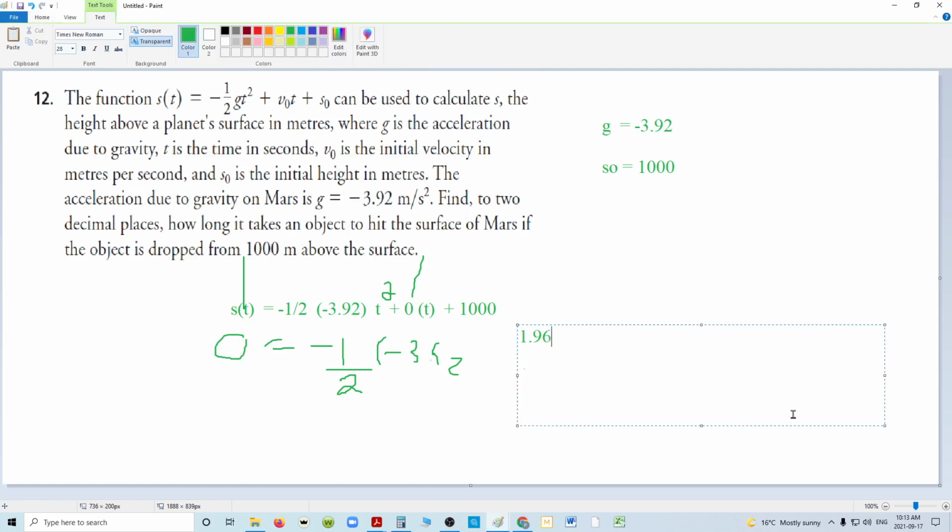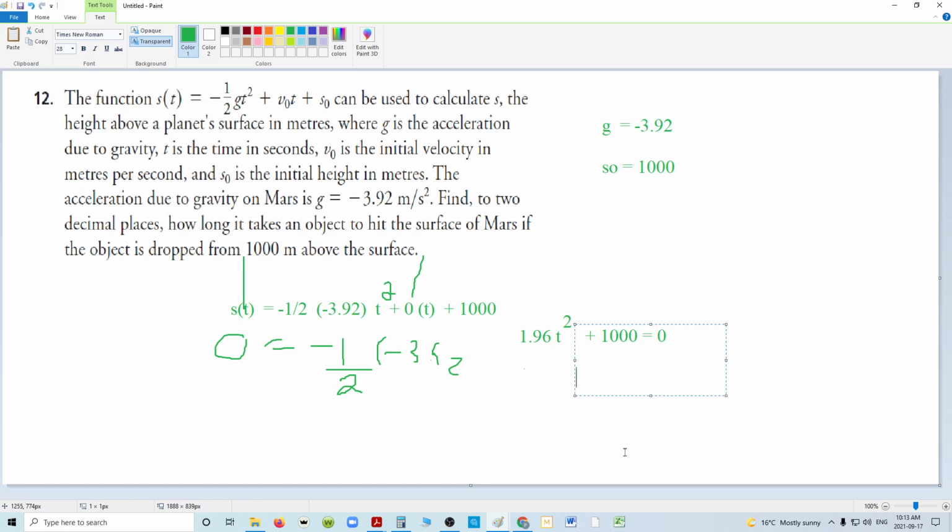Minus a half times negative 3.92. It's 1.96 t squared. Since it had no velocity, I'm going to ignore the velocity. And the reason you can figure that out is because they give you no other information here to figure out velocity. So velocity is probably 0. It's not involved. And since they say dropped, it clearly didn't have an initial velocity. So you're going to solve it like that.